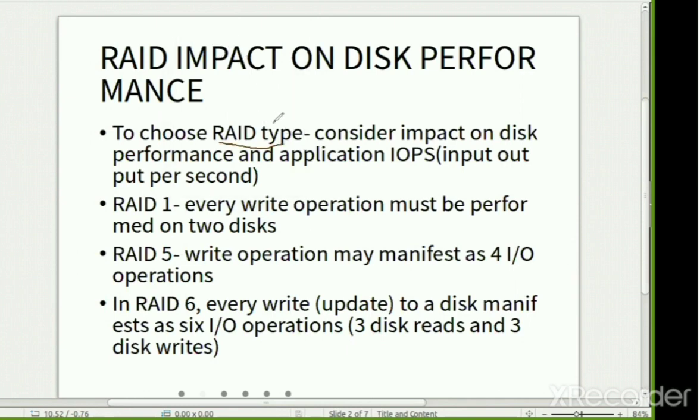Please remember, we have already seen the levels, that is either 0 or 1, or we have come across 0 1 or 1 0. Then we have come across 4, then 5, and even 6 also. Based on these, now we need to see how they are going to perform. So what will be the impact on the disk? Impact on the disk here, I can say, is in terms of input and output per second. That means you provide an input, and within what fraction of time you are going to get the output. So per second is important.